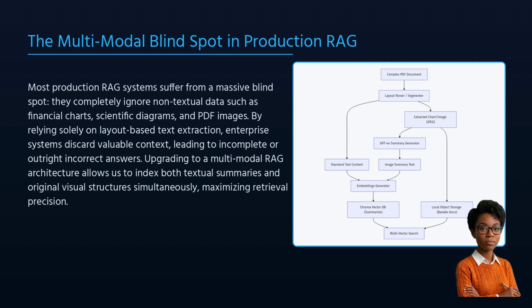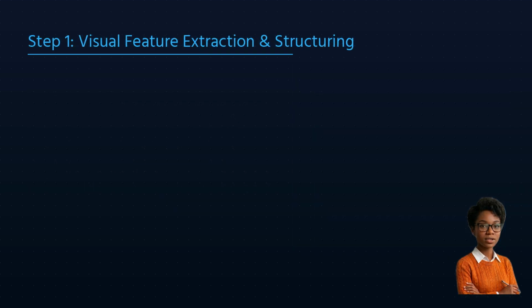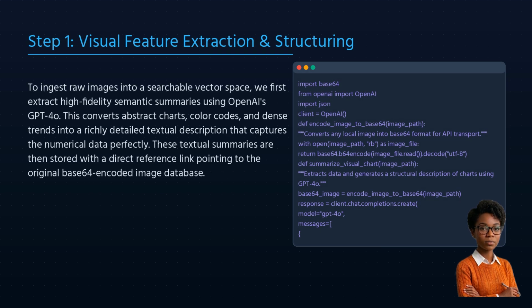Let's look at our system architecture on the screen, showing how we process PDFs, split textual content from layout-driven charts, pass those charts to a Vision LLM for structured summary generation, and index those summaries alongside original images into Chroma DB. Let's translate this architecture into concrete, production-grade Python code.